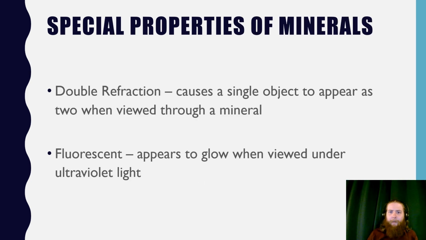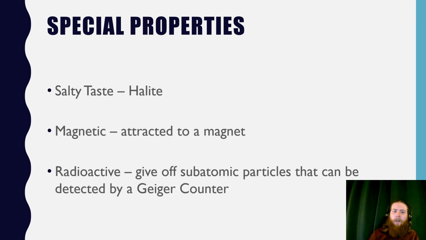There are some special properties of minerals that aren't found in every mineral. Things like double refraction, which causes a single object to appear as two when viewed through a mineral. There's fluorescence, which allows a mineral to glow when viewed under ultraviolet light, such as blue UV light. Halite has a salty taste. And some minerals are magnetic, meaning they are attracted to a magnet. And we won't see any of these, but there are some radioactive minerals that give off subatomic particles, and these are the ones that can be detected by a Geiger counter. They're radioactive.